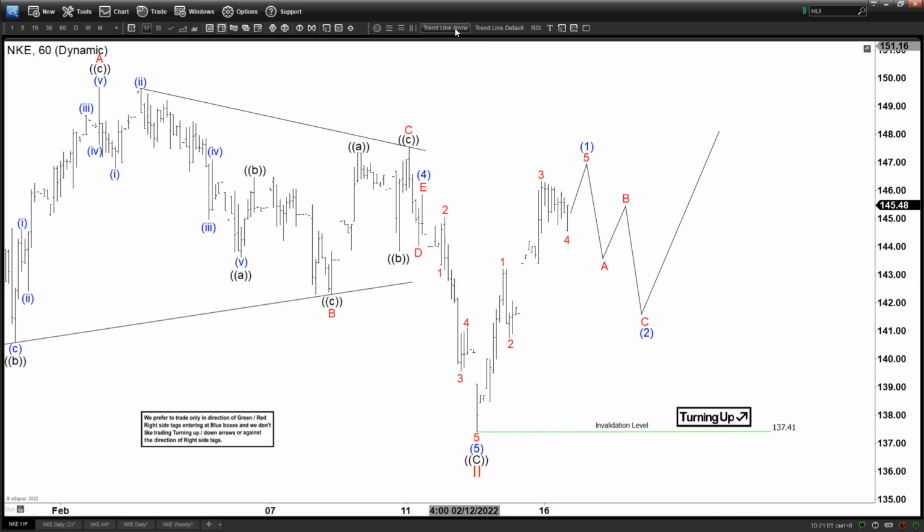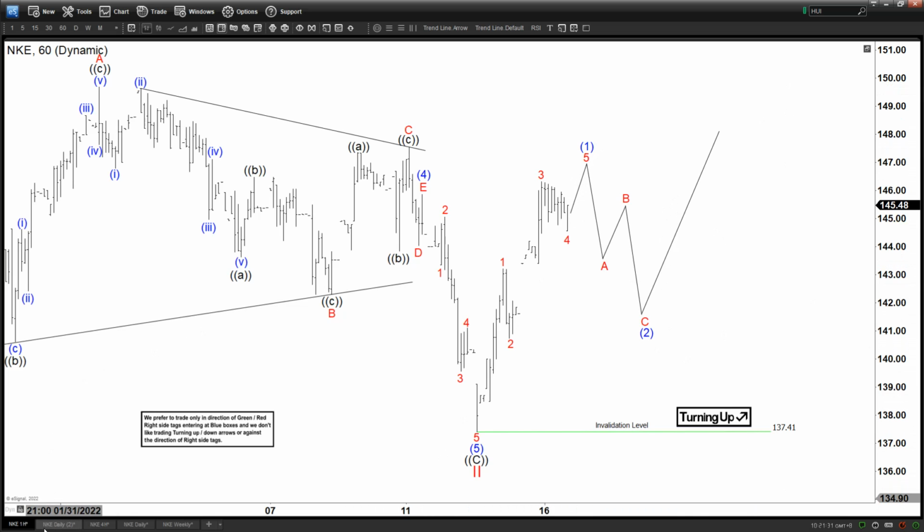Now, if we break down from here, however, then that means this is only a 3 waves correction, and then we can continue to go down. So again, this marginal high is going to improve the odds if it can happen. All right, so just wait for this. When it does make another high, then that will improve the odds of this view.